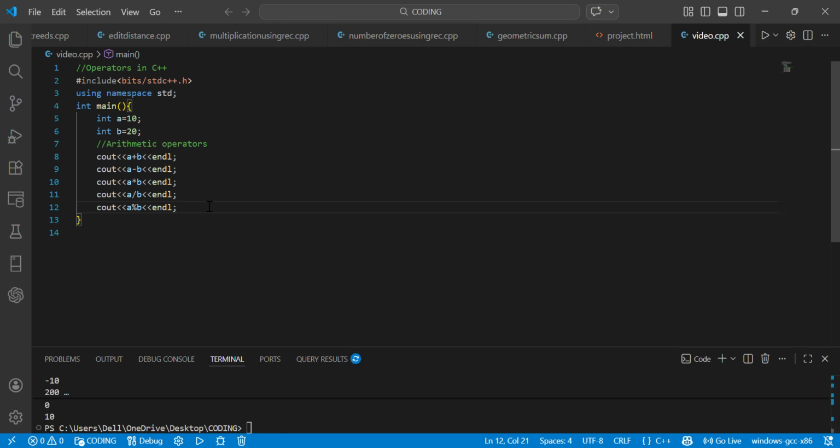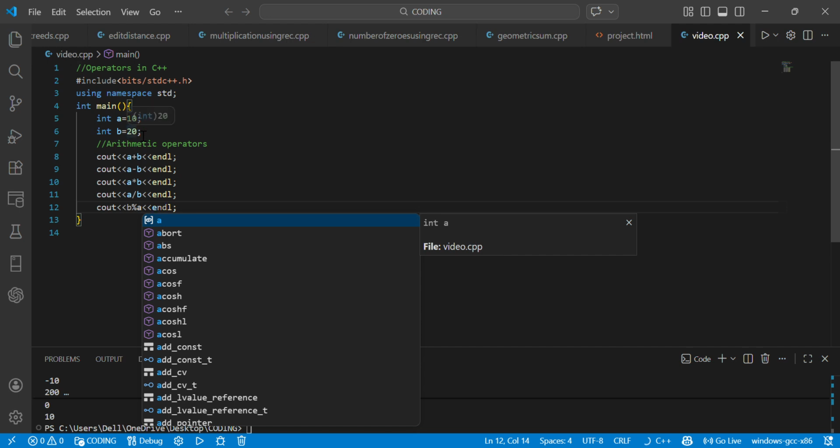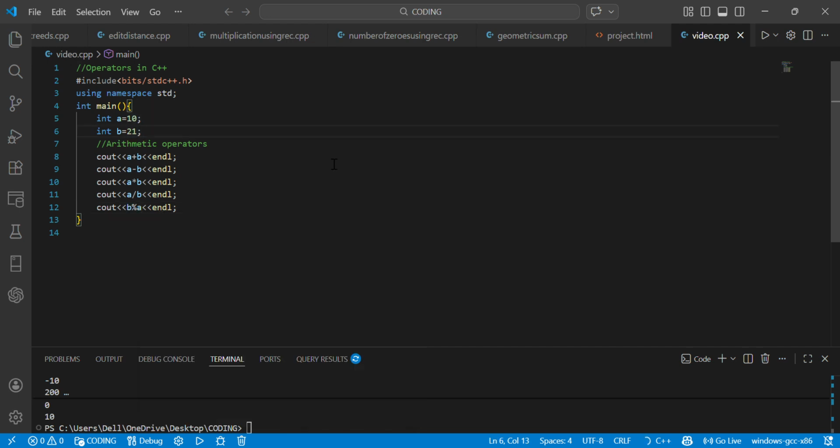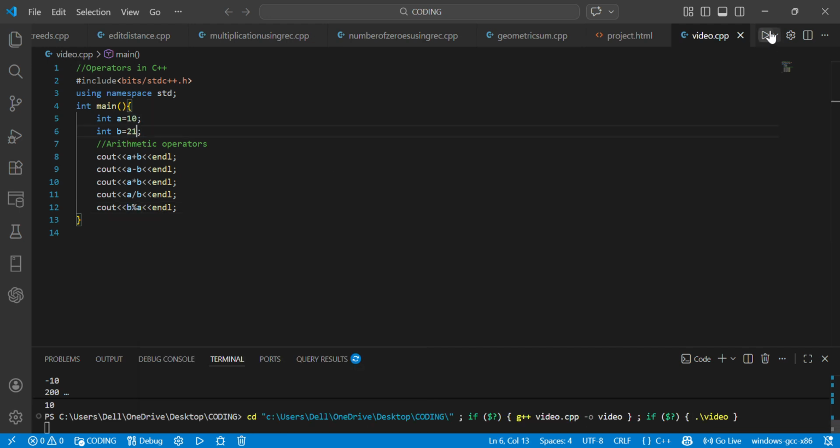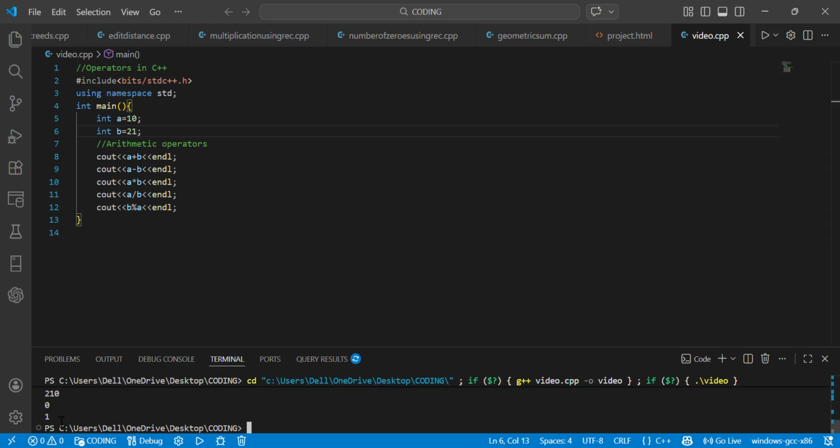See, 10. If I use b modulo a, and for more understanding I use 21, so we know that 10 into 2 is 20, 21 minus 20 is what? See, the output is 1.